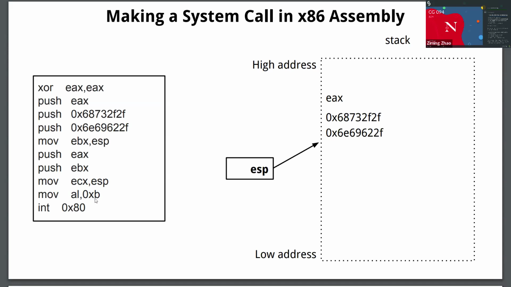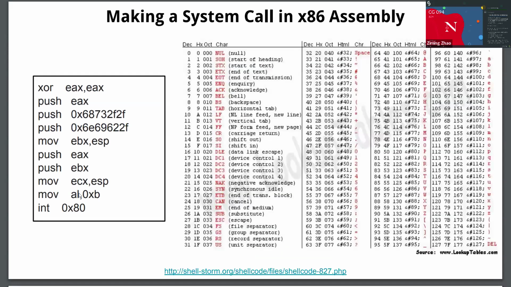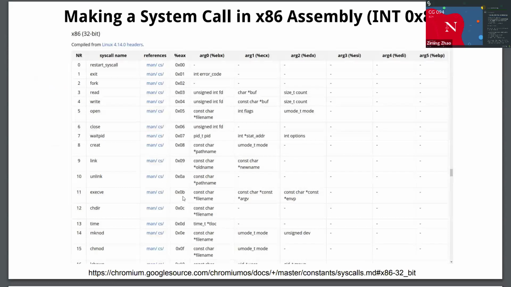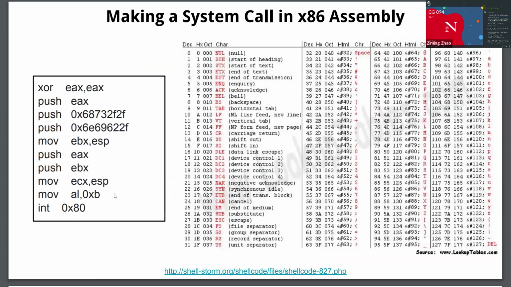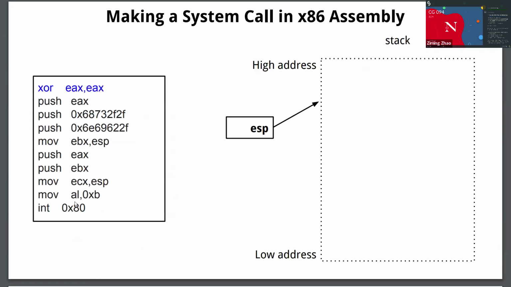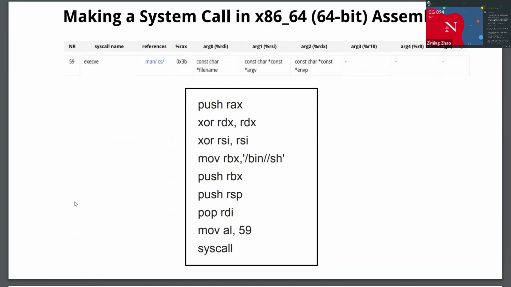And more importantly today is to understand this part. We move B in hex to AL. So what is B again? B is number 11, which is the system call number for execve. Then after that, we just make the system call, int 0x80. Yeah, that's how it works in the 32-bit version.